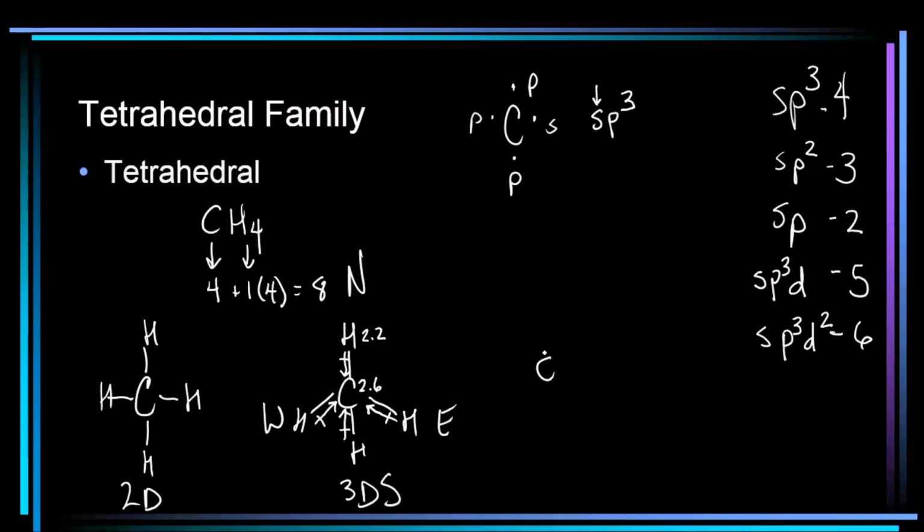Carbon bonded to chlorine, which is more electronegative. Chlorine is 3.1, I think. Carbon is 2.6. So let's draw the arrow toward chlorine now. Which side? North, south, east, west? None. The outside. Outside, right? Because all of carbon's electrons are leaning toward the outside.